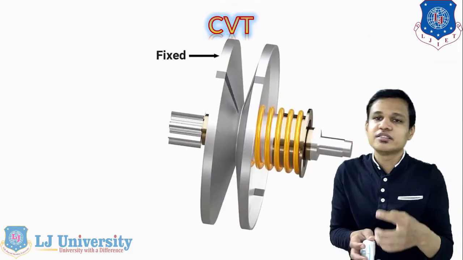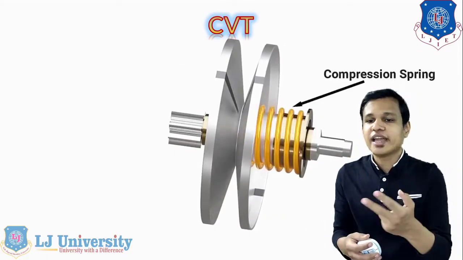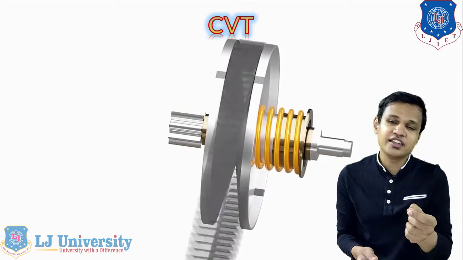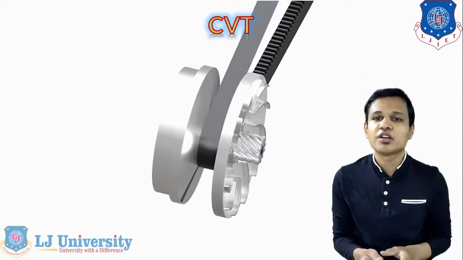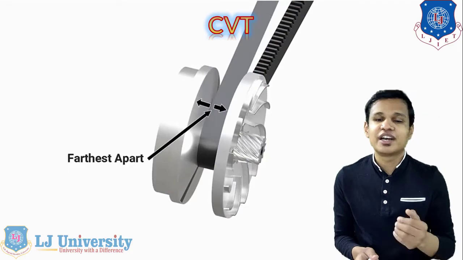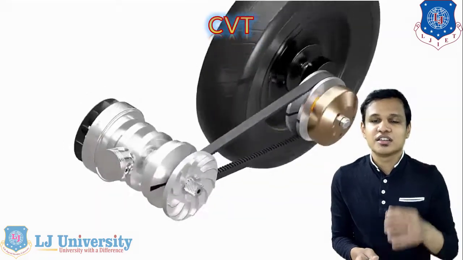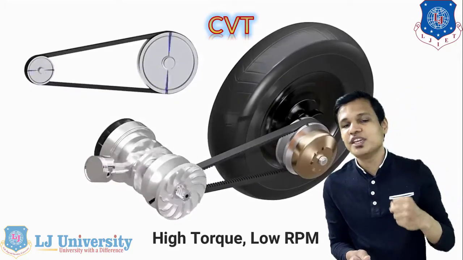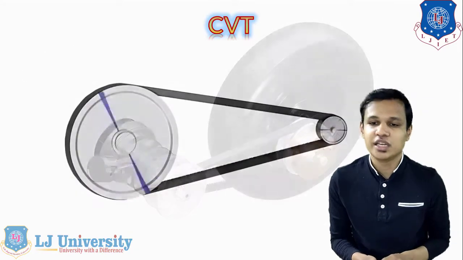Whenever the speed increases, the chain pulley shape will be changed. In the second case, a compression spring is given at the changing side and the second end is fixed for the pulley. This is the maximum diameter of the first pulley and this is the minimum diameter of the driving pulley, right? So in that case, the RPM that we are getting is the lowest and the torque will be highest, which will be generally when we start our vehicle.